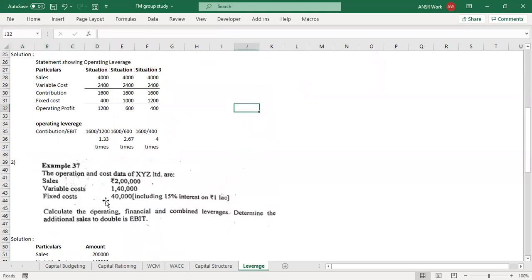Shall we move on to the next question? I have it here. Sales is 2 lakhs, variable cost 14. In this, just calculate the leverages. Forget about the last sentence, I'll have to pitch in on that.